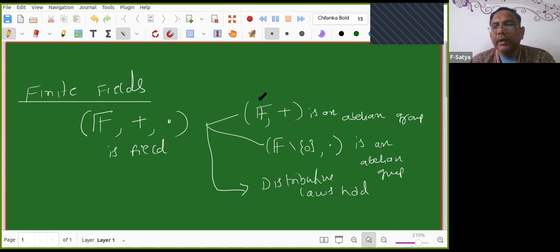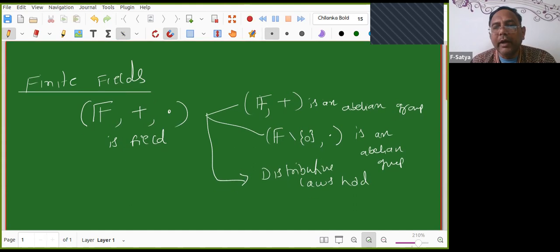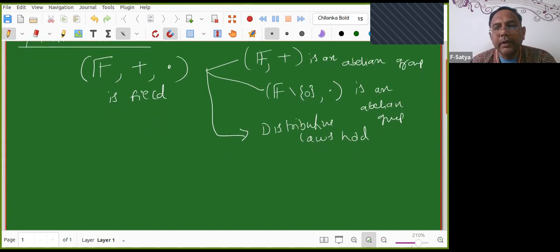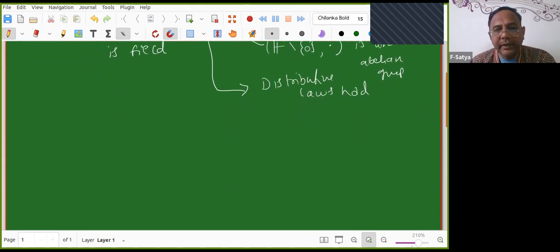So here, including the closure property, plus is an abelian group, plus is a binary operation. If you include that also, then a total of 5 conditions are there: closure, associativity, identity, inverse, and commutativity. Here also 5. Here 2. Total 12 conditions. But as I told you, one distributive law is sufficient. So a very large number of conditions, right? So this is what a field is, right?